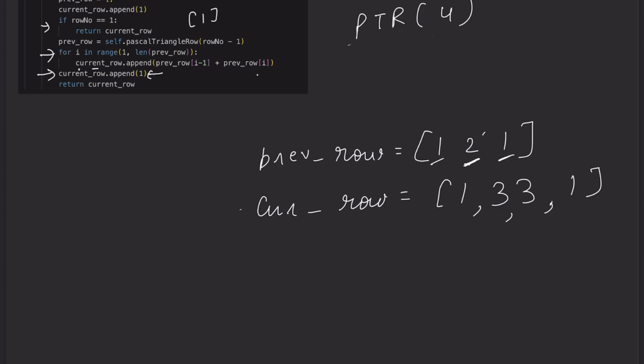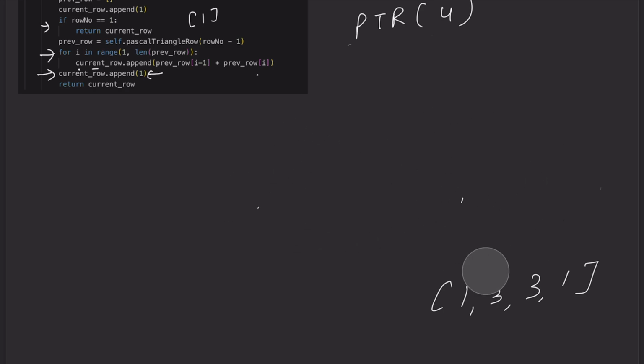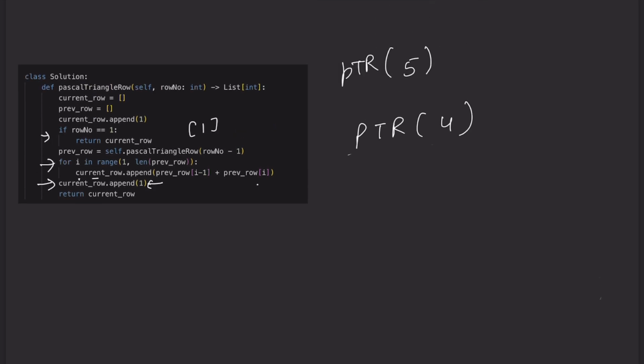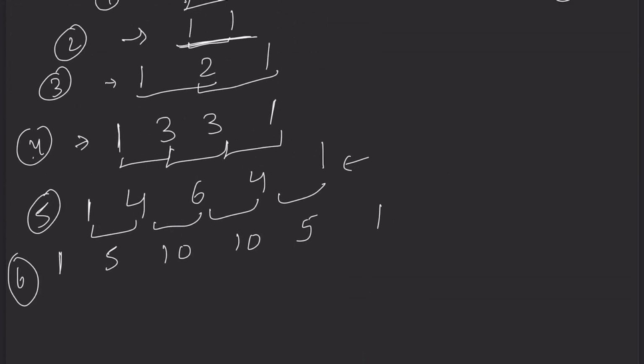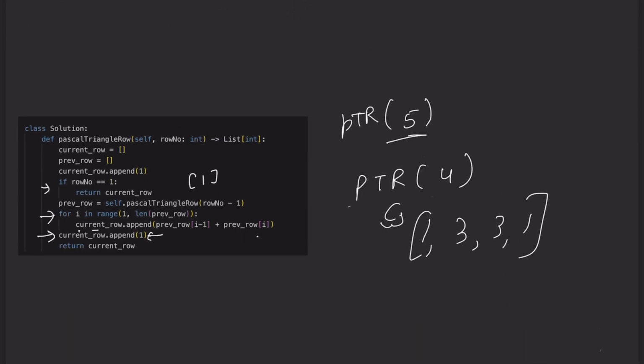This is the result that we return from PTR4. 1331. So this is returned by PTR4, 1331. And you can see that this is the fourth row, right? So recursion basically, because the result of the 5 is derived from the previous row only. So we can use recursion in this case.